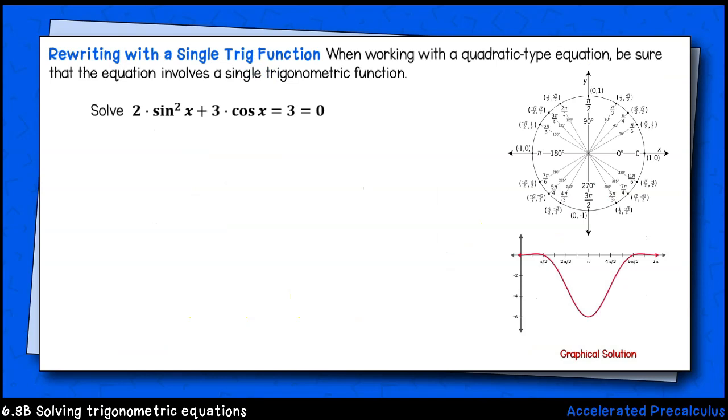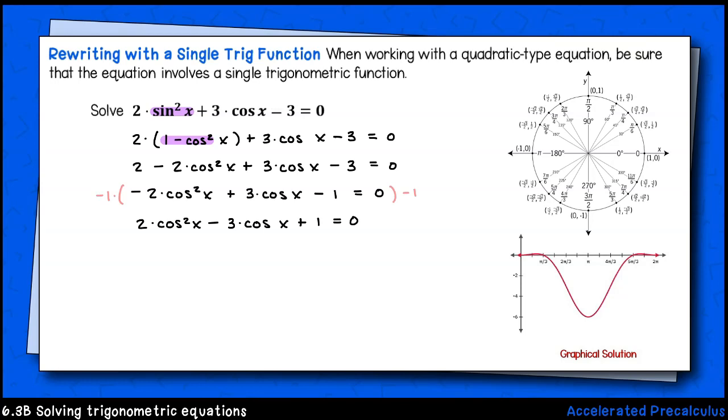In our next example, you can see that we have 2 different trig functions present in the left-hand expression. We'll need to use our trig identities to make a substitution here so that our left-hand expression is written in terms of only one trig function. Using our Pythagorean identity, I'll substitute sine squared of x as 1 minus cosine squared of x. I'll combine like terms and multiply the entire equation by -1 to eliminate the negative leading coefficient. This reverses the sign of every term.